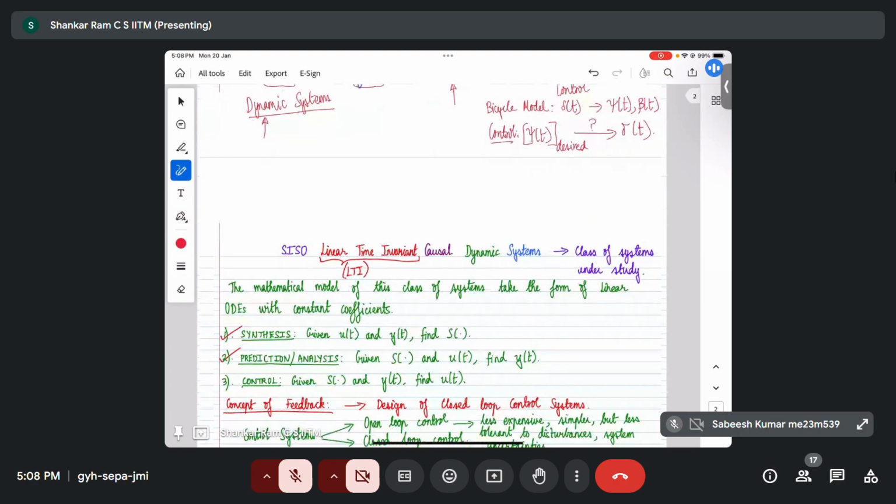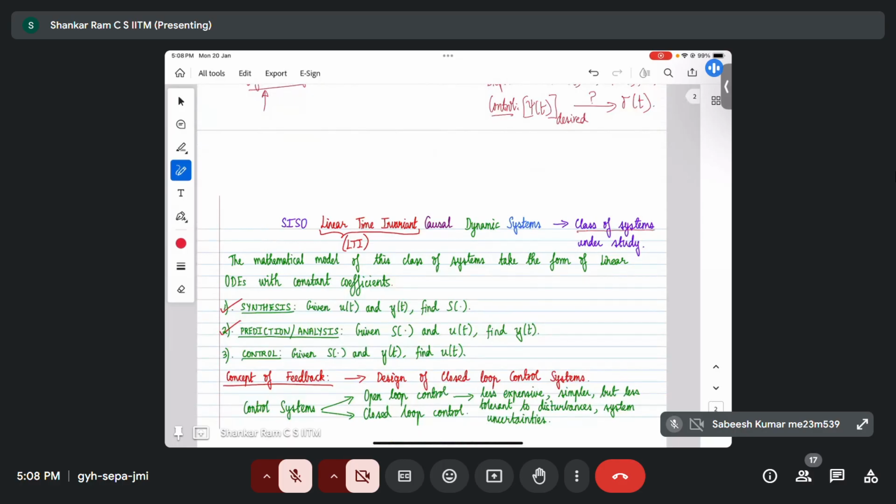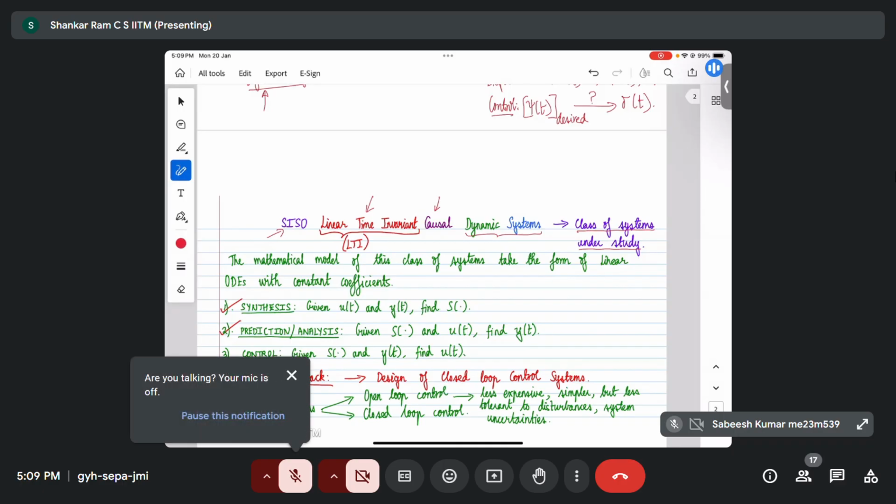So the class of systems that we will consider remains the same. You remember the class of single input, single output, linear time invariant, causal, dynamic systems. That remains the same as what we did in vehicle dynamics. Single input, single output, the meaning is obvious. Linear, we know the definition of linearity: we give two separate inputs, u1 and u2, and we get two outputs, y1 and y2. We give c1 u1 plus c2 u2, and we get c1 y1 plus c2 y2. That's the definition of linearity. Do you recall the definition of time invariance?